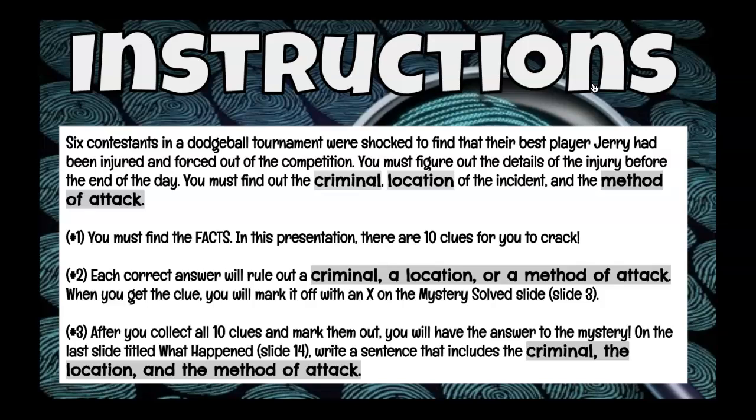So, instruction number 1. You have to find out the facts. So in this presentation, you're going to be given 10 clues for you to crack. Each correct answer is going to rule out a criminal, a location, or a method of attack. When you get the clue, you just mark it off with an X on the next slide, which is slide number 3. After you've collected all 10 clues and marked them out as you go, you will finally have what's left on that page, the answer to your mystery. So you'll go to the very last slide titled What Happened, it's slide 14, and you'll write your sentence that includes who you think the criminal was, the location was, and the method of attack.